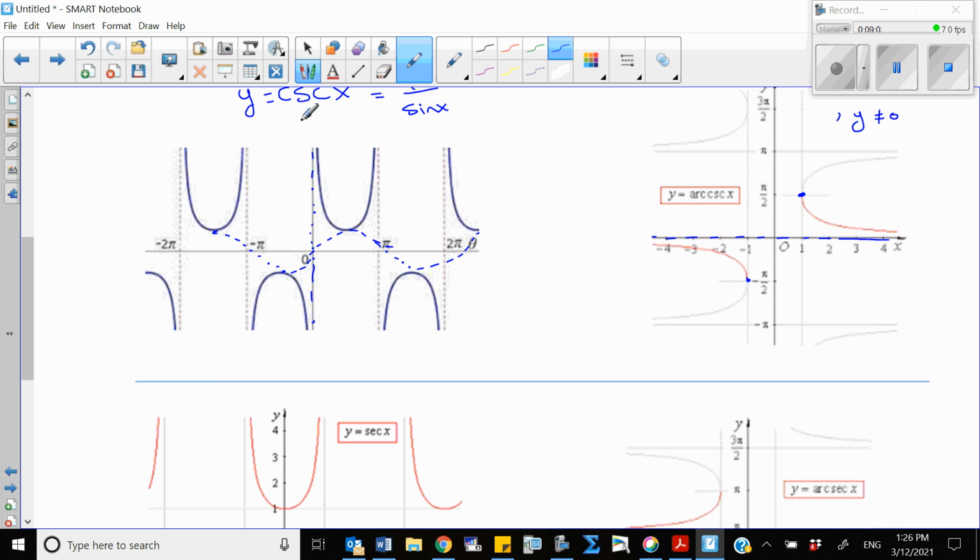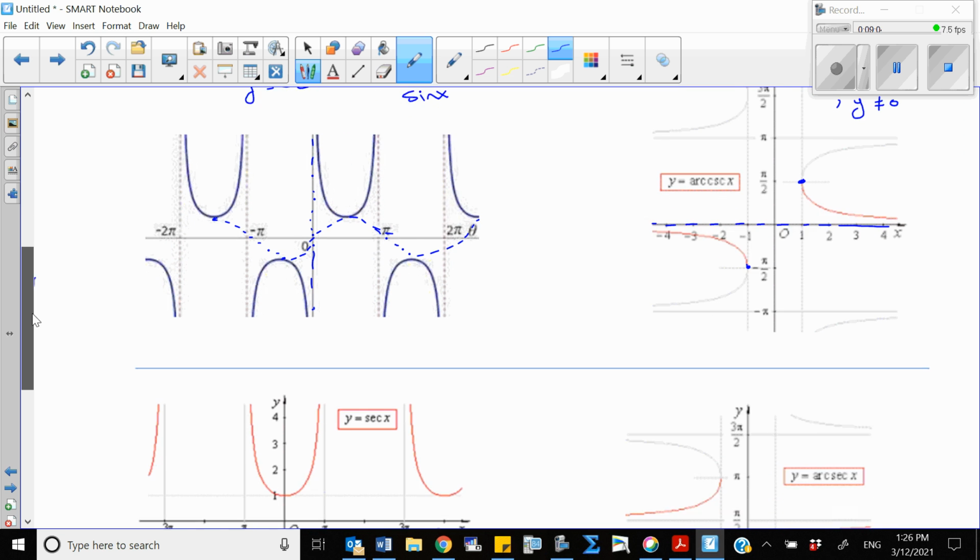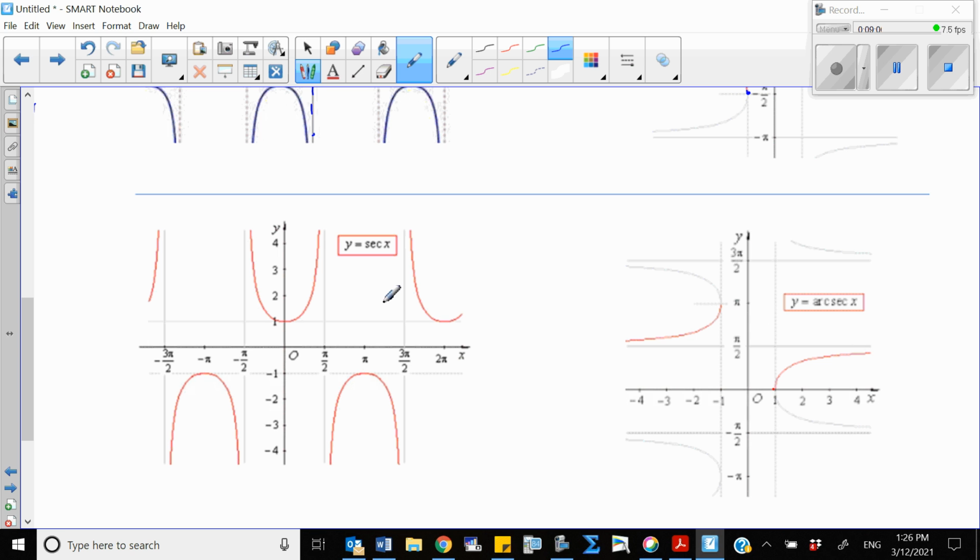Now, what is graph of secant? Here I have graph of secant, and again, I know this is secant because if I connect these lines, I see the graph of cosine hidden here. So I know this is secant, which is reciprocal of cosine. Okay, switch x and y, and this is the graph.